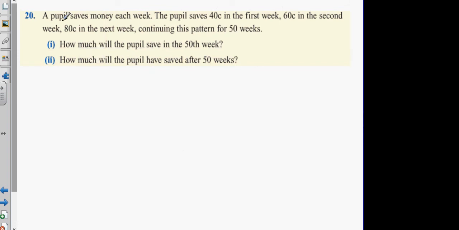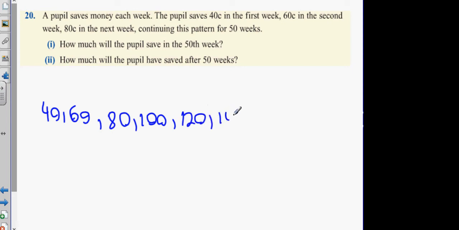Alright. A pupil saves money each week. The pupil saves 40 cents in the first week, 60 cents in the next week, and 80 cents in the week after that. Continue this pattern for 50 weeks. So 40, 60, 80, 100, 120, 140, 160, 180.